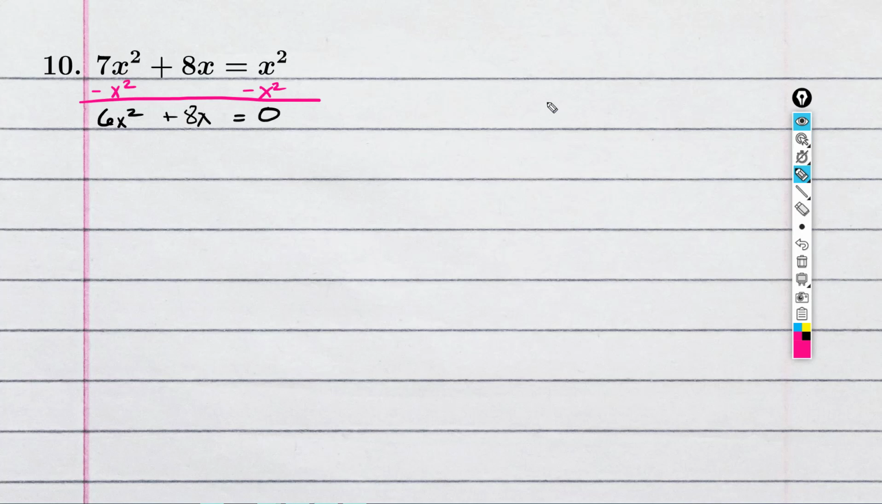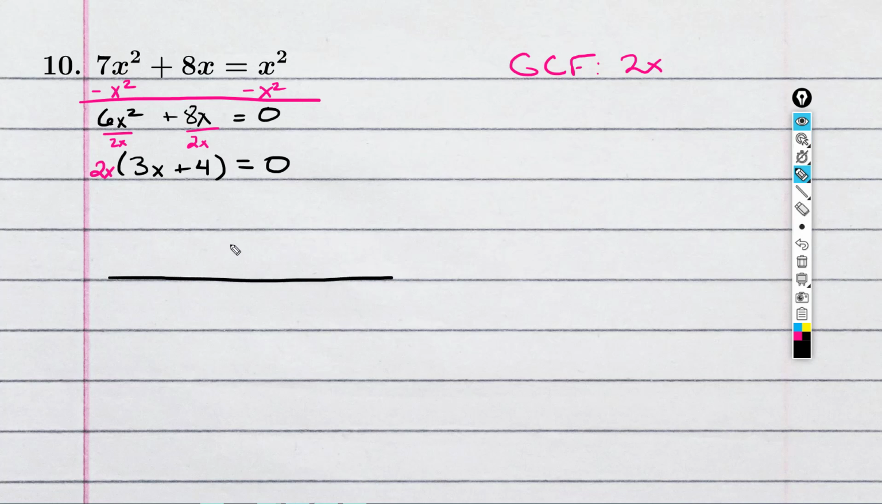And so our GCF is 2x, because that's the number that can divide all of these. We're going to divide them all by 2x, and we are going to write our 2x in front of the parentheses, 3x plus 4. 6x squared divided by 2x is 3x. 8x divided by 2x is 4. So now we have it multiplied, or where we can multiply it out.